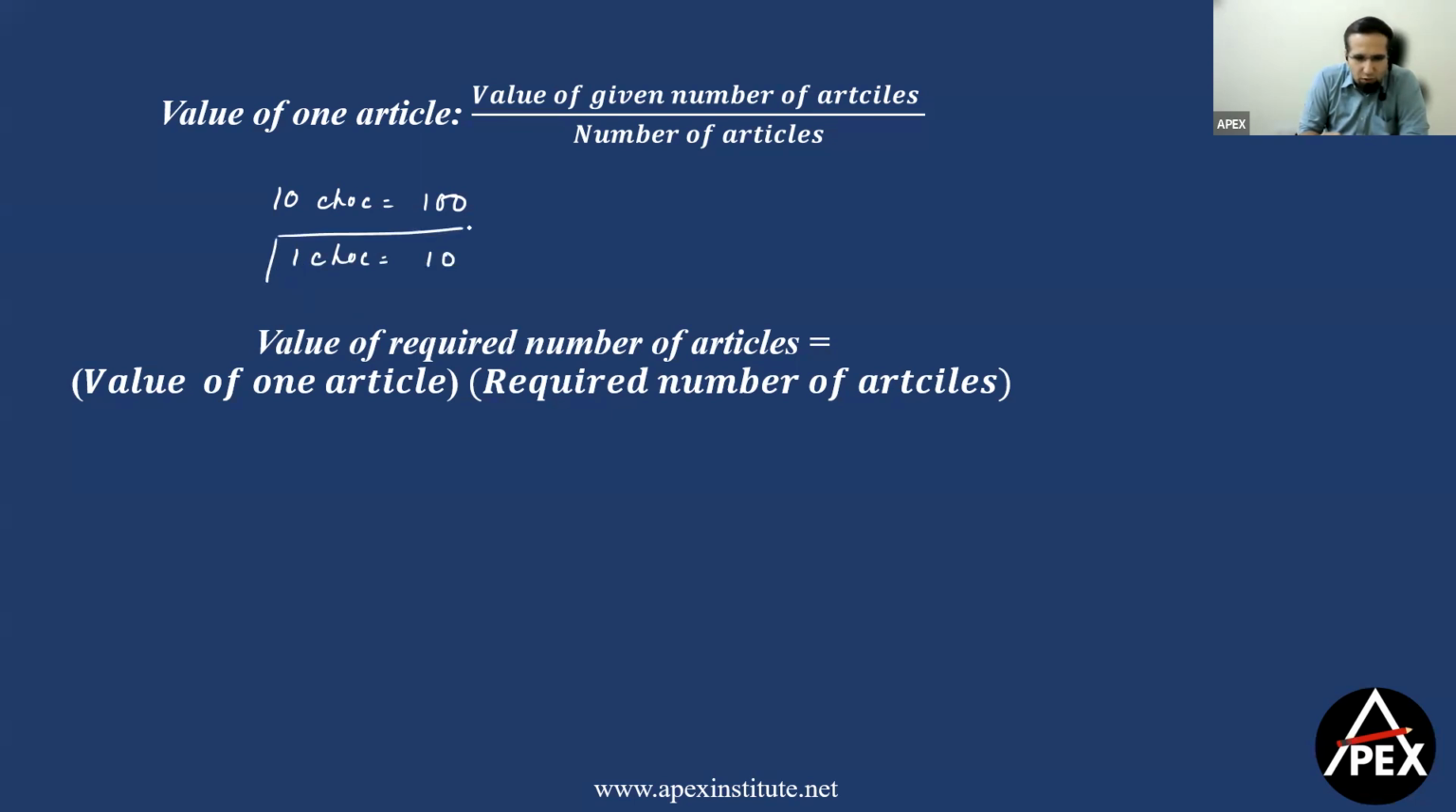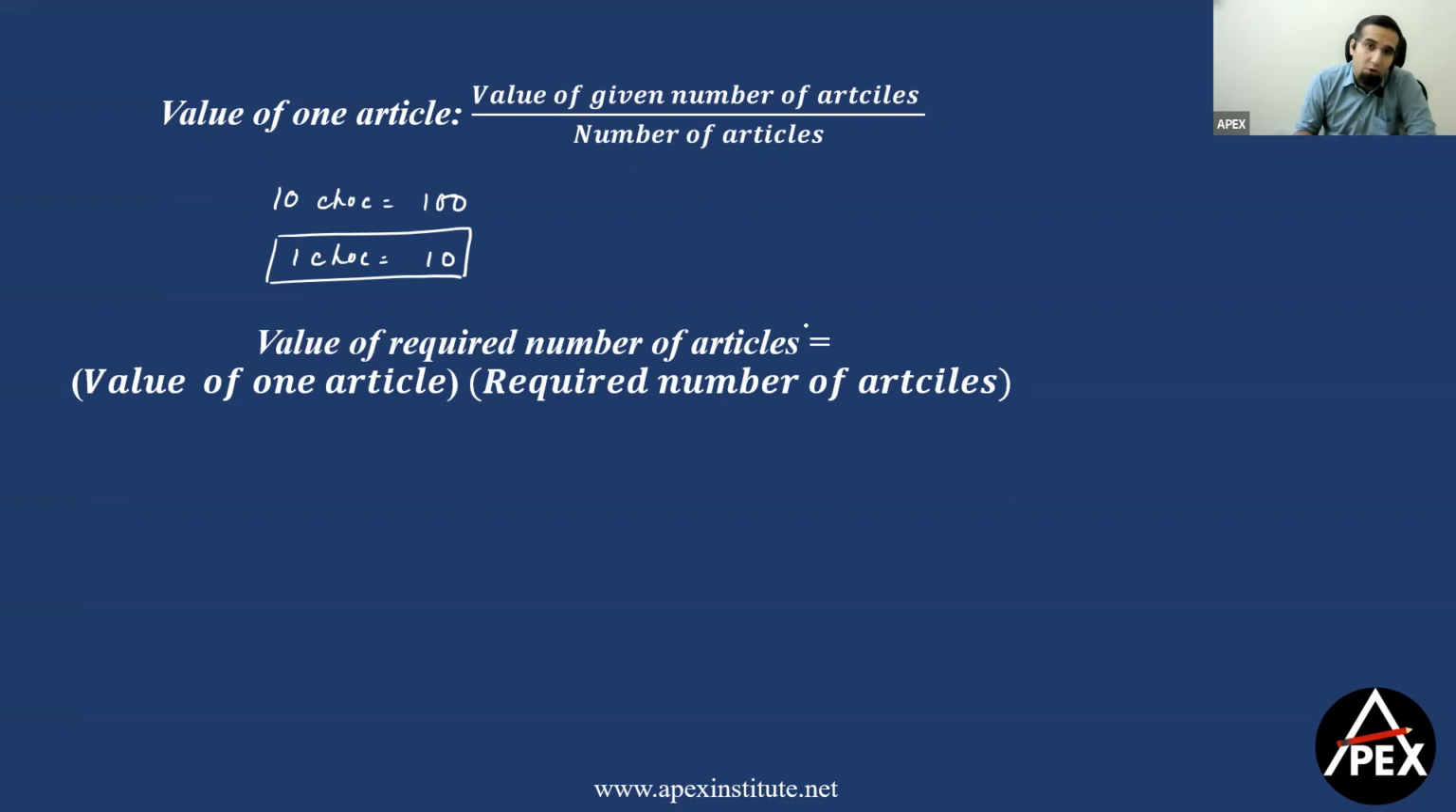Now, what is the problem with students who have left maths quite some time back? When I ask you real life application questions, you give me the answer. But when I just put it in the form of mathematics, suddenly our brain stops working. Right. So therefore, we are trying to put it in the form of formula because we will not be getting the cost of 10 chocolates in the exam, but will be given in certain manner. So it's very important for me to understand how are things working. Right. So the value of one article is value of given number of articles by number of articles.